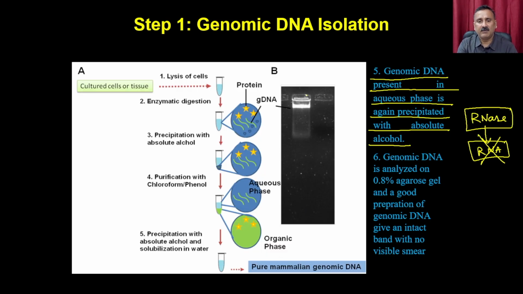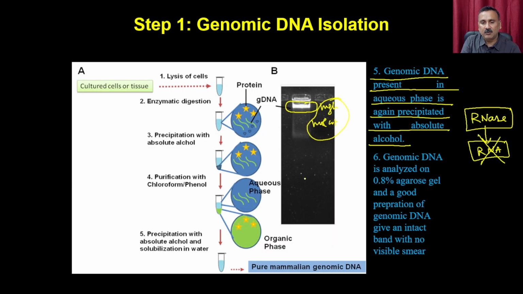Now, when you run the mammalian genomic DNA onto an agarose gel, what you are going to see is an intact band which is going to be of high molecular weight. Okay. So, it is going to be of high molecular weight rather than low molecular weight, and this is going to be an indication that you have isolated the genomic DNA.